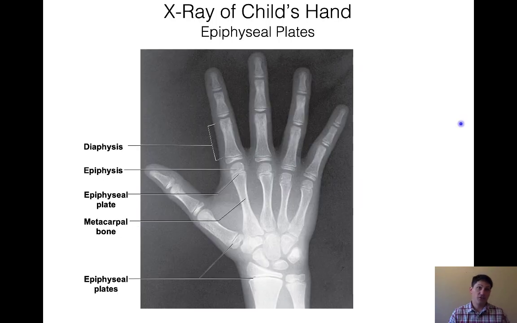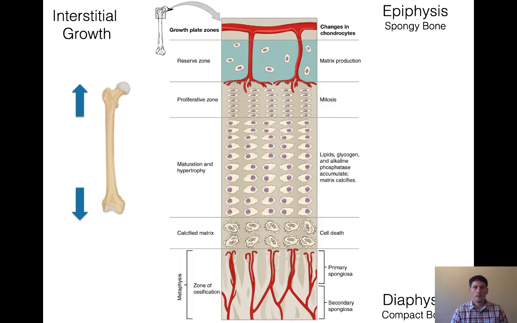If we look at a child's hand, I think this is a pretty cool image. I think x-rays are awesome, but we can see that we have these diaphyses of our bones, we can see the epiphyses of our bones, and we can see all of these epiphyseal plates in all of these long bones. All of those are going to eventually fuse. So all of this that we're about to talk about is happening at every single one of these epiphyseal plates.